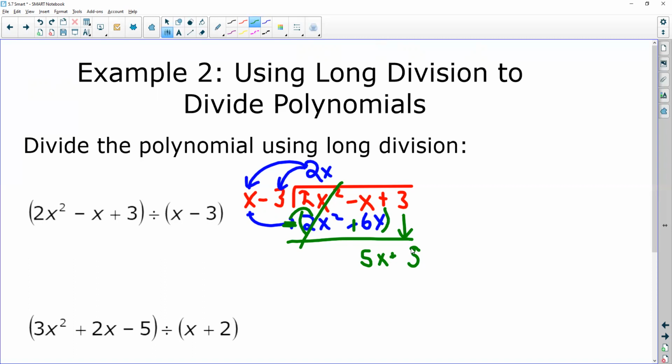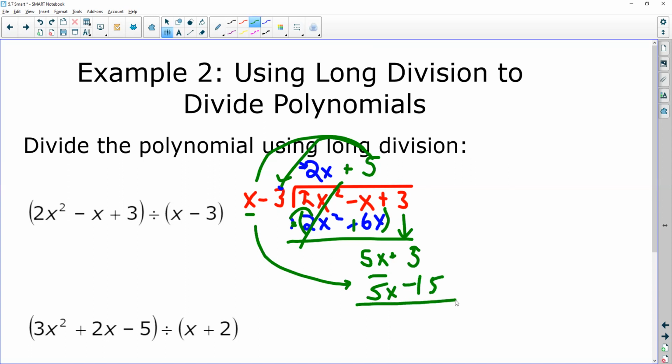So I'm going to start fresh and I'm going to think to myself, okay, how do I turn this x in front of x minus 3 into 5x? Well, I multiply by 5. So I'm going to put plus 5 here. And then I'm going to multiply. It's going to go here. So it's going to be 5x. And then 5 times negative 3 is minus 15.